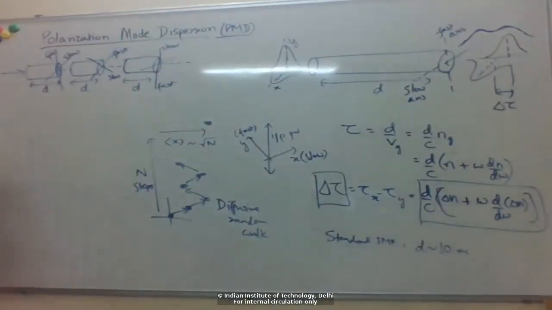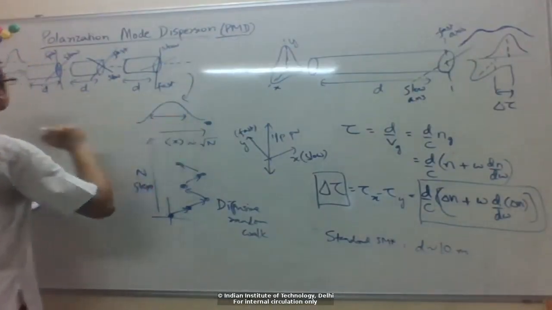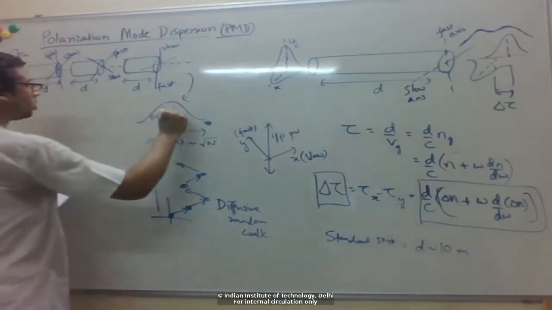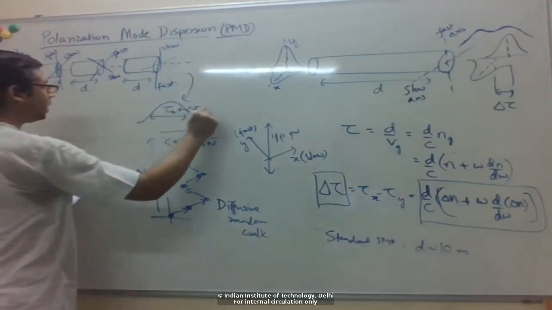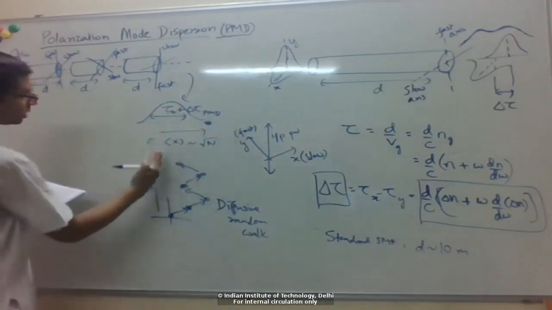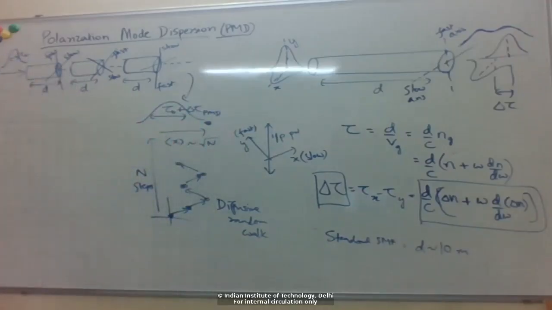So for such type of diffusive process, what is again happening is I send some pulse here. At the output there is some broadening. So this is some tau naught, then here it's tau naught plus delta t PMD, right? And this delta t PMD is analogous to the displacement of the particle from the center, right?